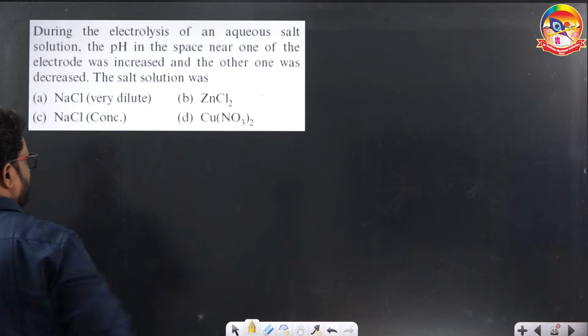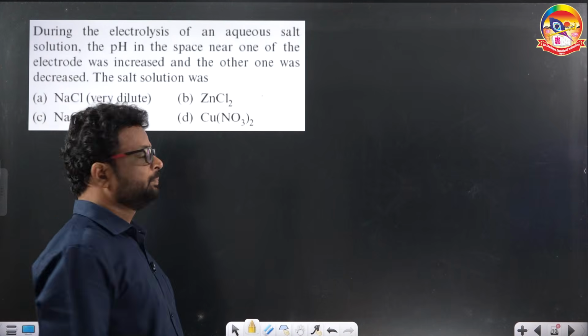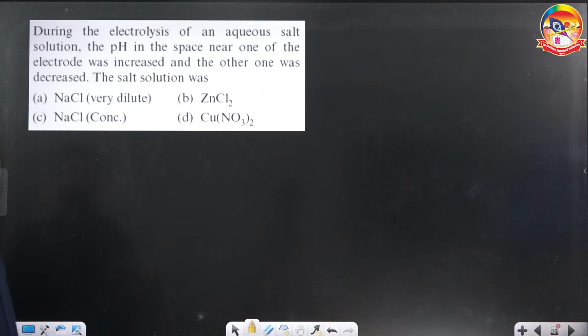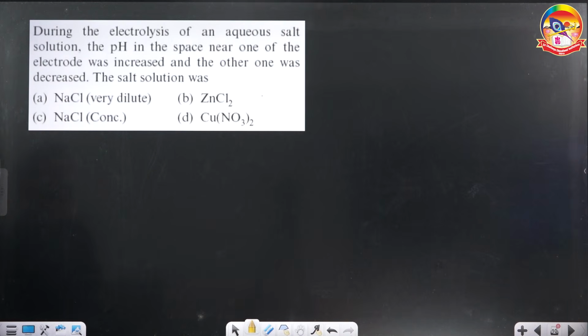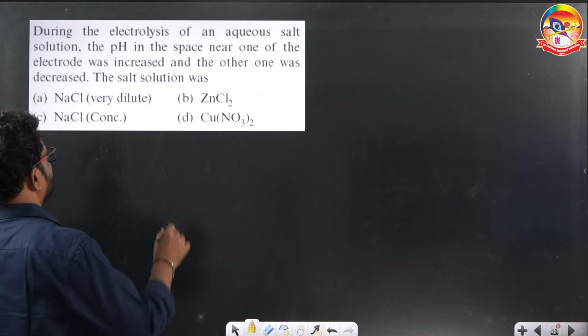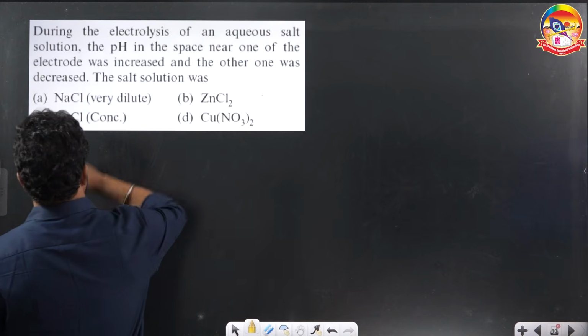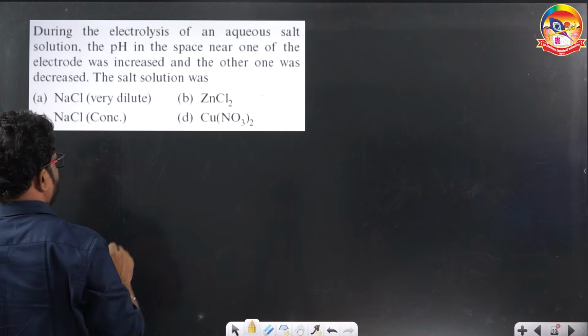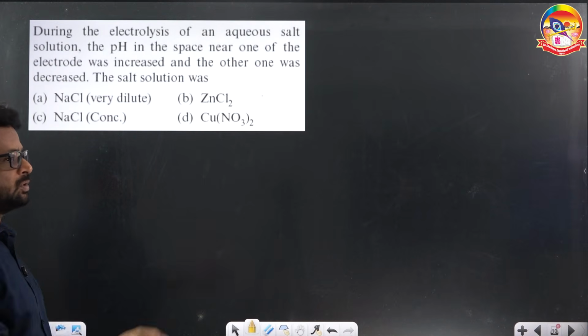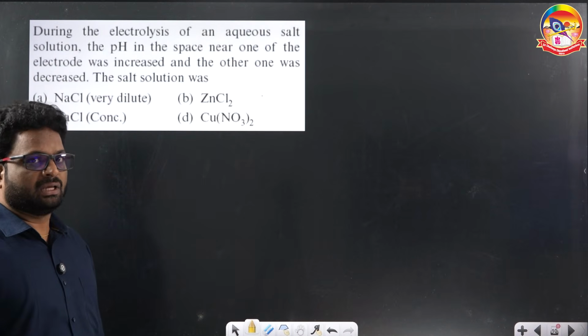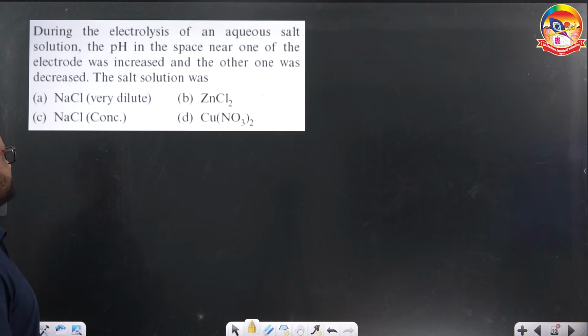The first one is related to qualitative electrolysis. Look at the question. It's a different model. During the electrolysis of an aqueous salt solution, the pH in the space near one of the electrodes increased and the other one decreased. At one electrode the pH should increase, at the other it should decrease during the electrolysis process. For which case is it possible?